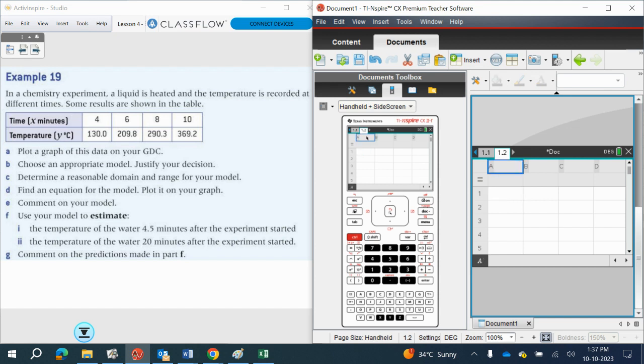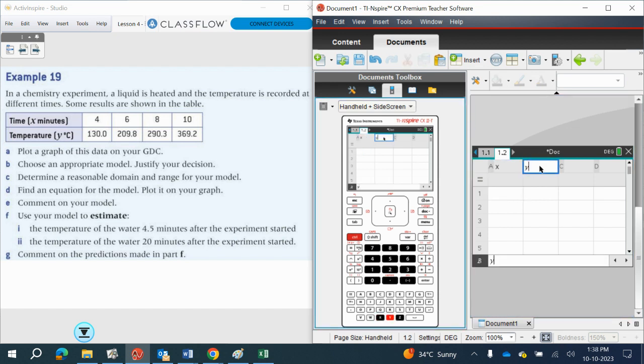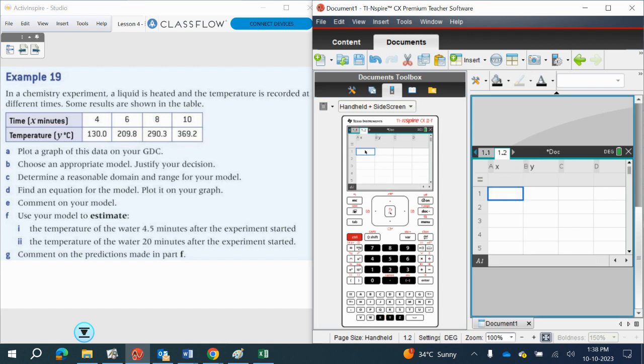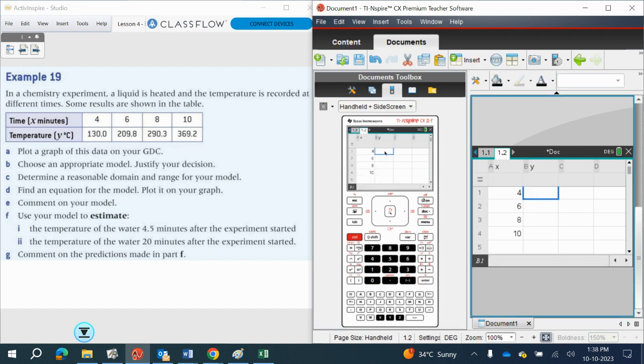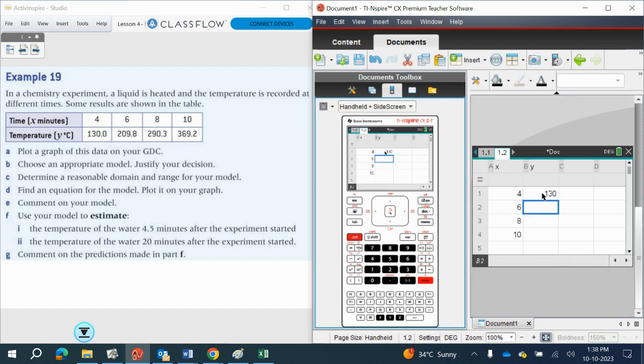When you name it, make sure you name it up here at the top, not the row below, because that's where you put the formulas in. We don't want it there. And then you plug in the data. We insert our data: 6, 8, 10, and then 130, 209.8, 210.3, 369.2. Notice that I'm typing in 4 significant figures, and my calculator is set to display only 3, but it will still hold 4.